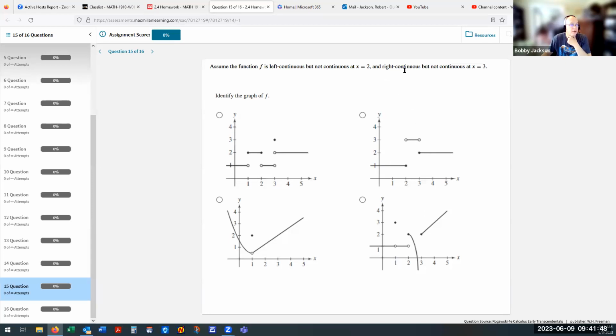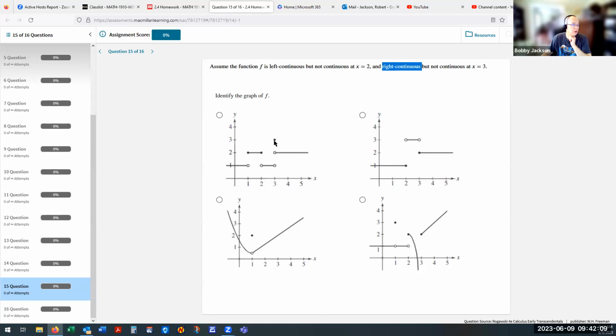Well, we'll now use the fact that at 3, we are right continuous. Okay, and so right continuous meaning that the limit as we approach 3 from the positive side or from the right is equal to the value of the function at 3. Okay, well, if we go here to this one at 3, what's the value of the function at 3?